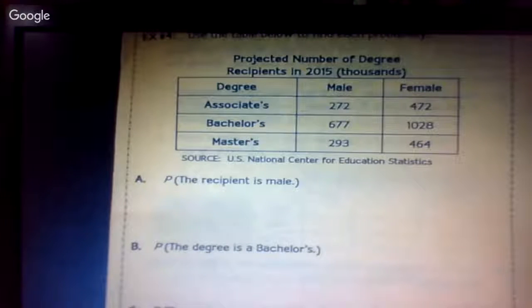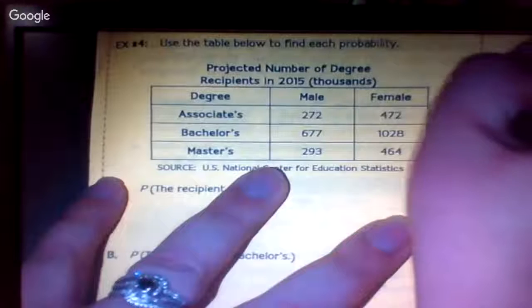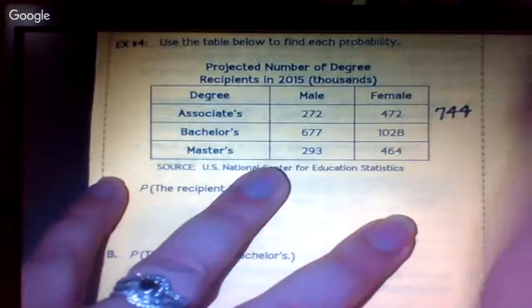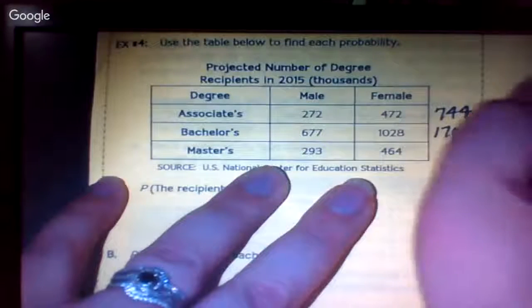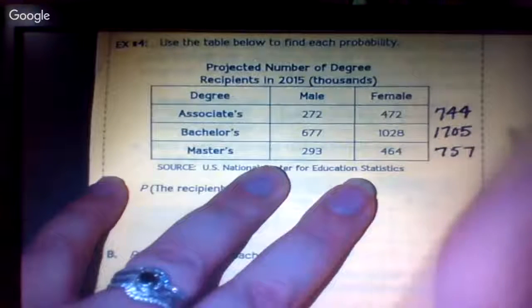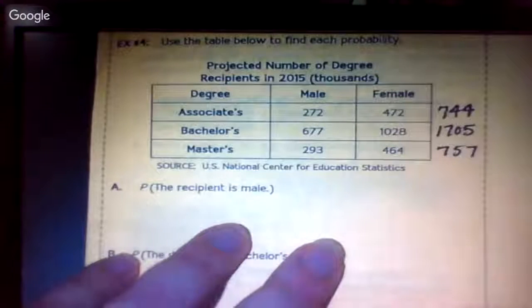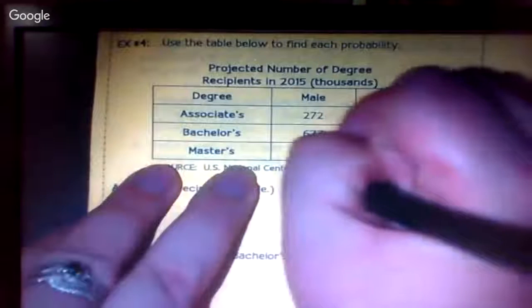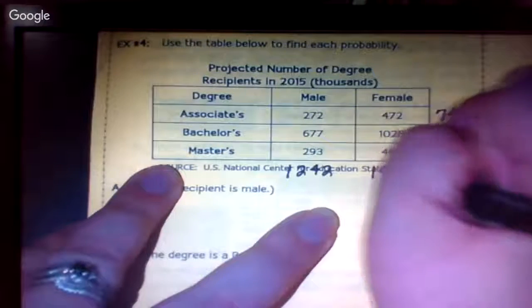Does anybody have a total on the associate's degree yet? I got 744. Anybody have a total on bachelor's yet? 1,705. And what about masters? 757. Anybody get a grand total yet? Hold on. Does anybody have a total on males? 1,242. Okay. And what about females? 1,940.